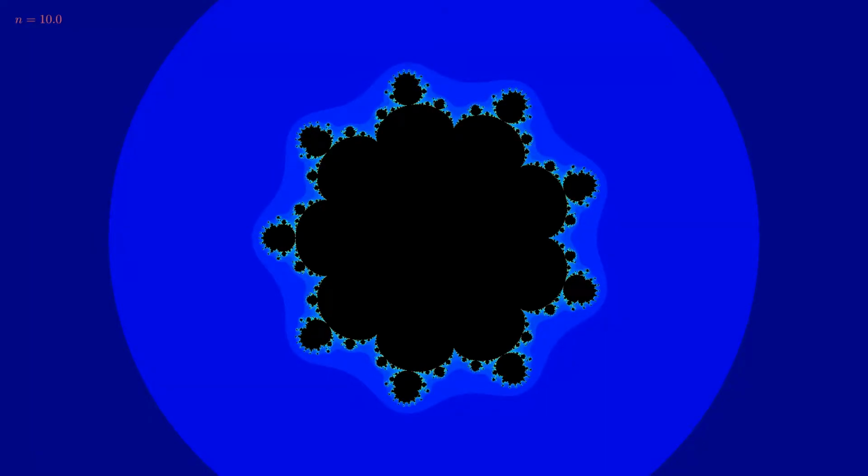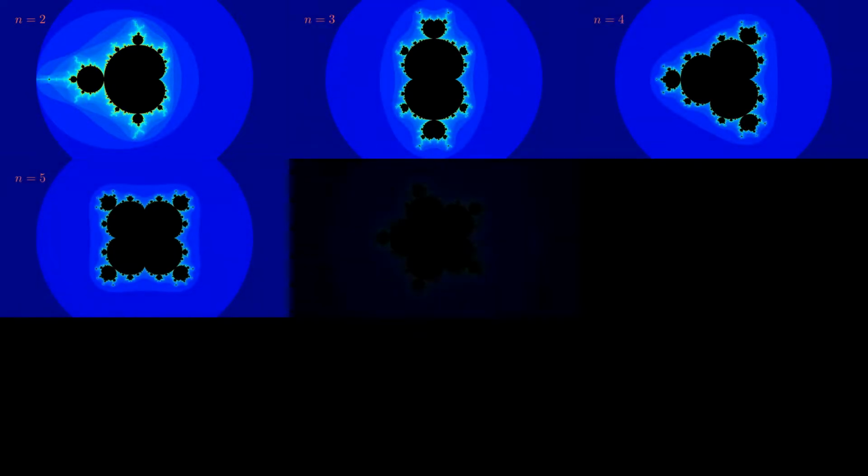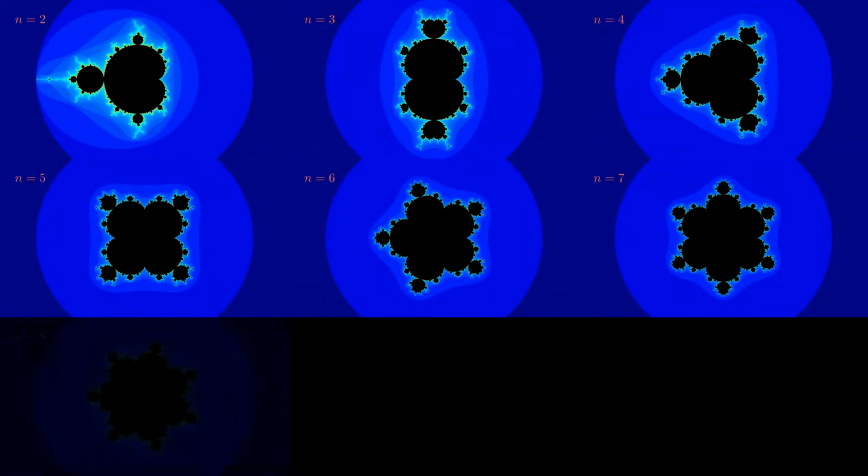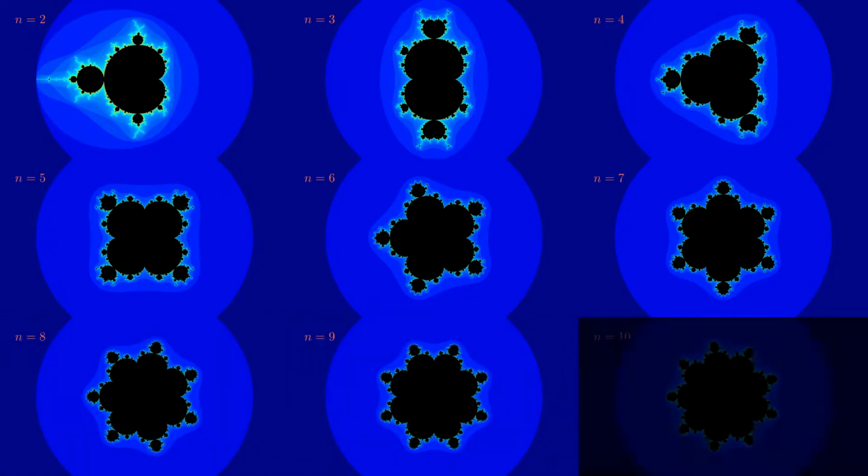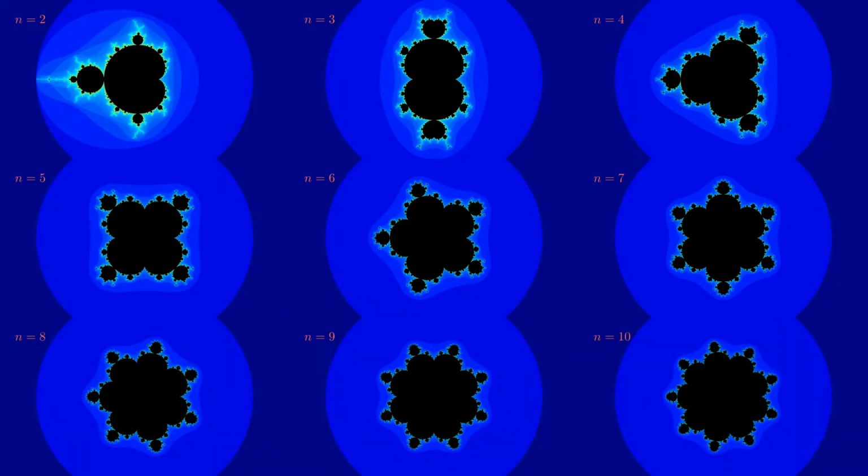Wow, there were some really interesting shapes. It seems they always happen when n is a whole number. Let's have a closer look at these shapes. These shapes are really beautiful. They seem to have symmetries corresponding to n.